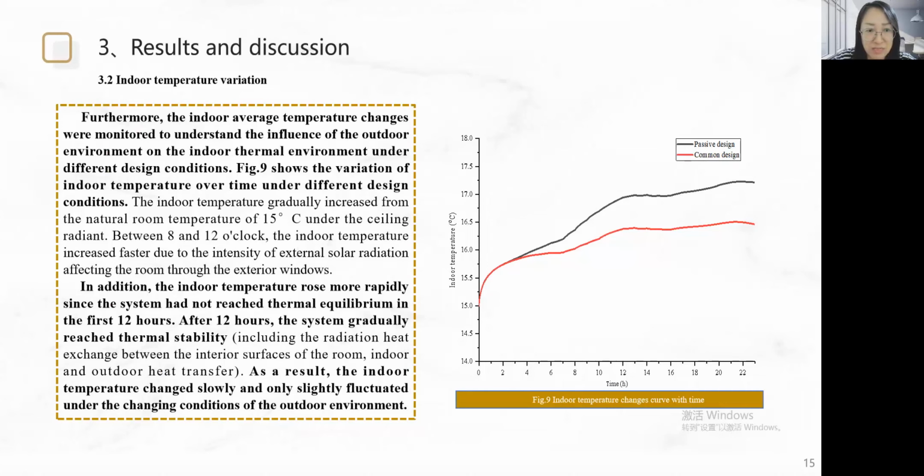In addition, the indoor temperature rose more rapidly since the system had not reached thermal equilibrium in the first 12 hours. After 12 hours, the system gradually reached thermal stability. As a result, the indoor temperature changed slowly and only slightly fluctuated under the changing conditions of the outdoor environment.